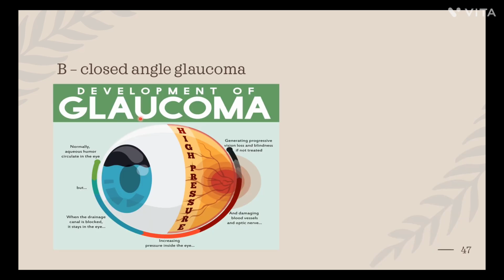So glaucoma means high intraocular pressure. Normally the aqueous humor circulates in the eye, but when the drainage canal is blocked, it stays in the eye, and that increases the pressure inside the eye, which damages the blood vessels and the optic nerve, which generates progressive vision loss and blindness if not treated, and it is painful also.